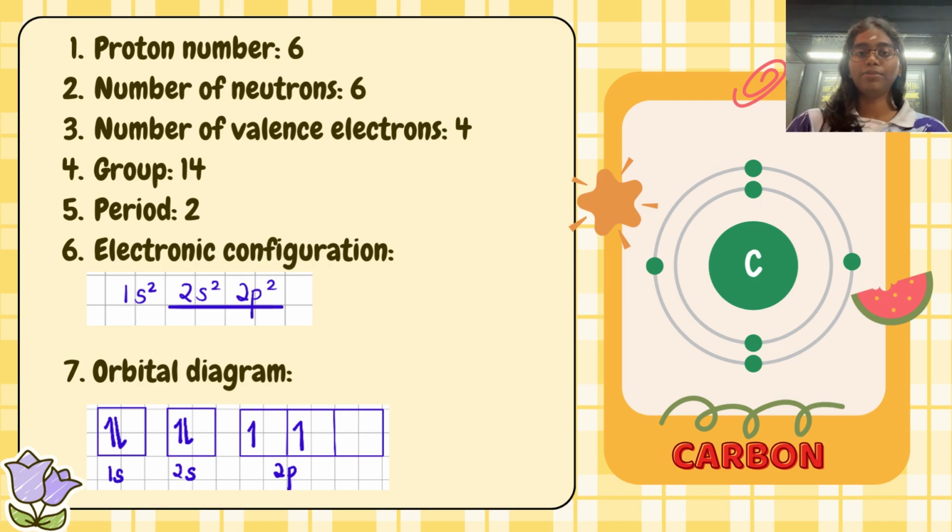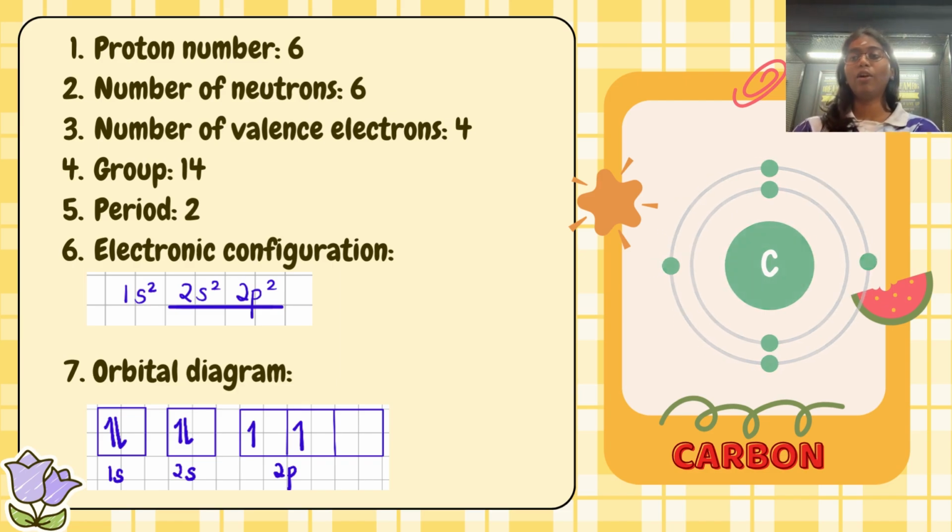Let us have a closer look at the atoms present in hemoglobin. Let us start with carbon first. Carbon has a proton number of 6, has 6 neutrons and 4 valence electrons. It belongs to group 14 and period 2. The electronic configuration of carbon is 1s2, 2s2, 2p2. This is the orbital diagram of carbon.